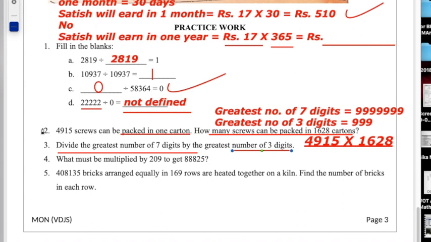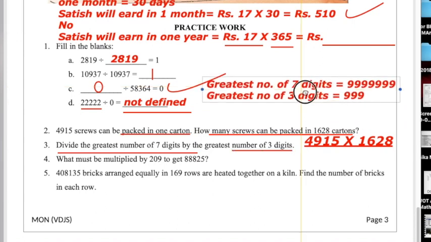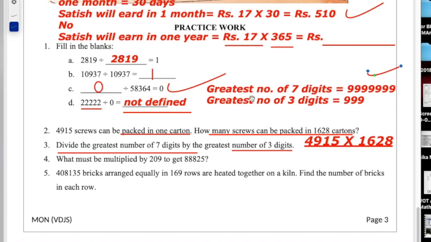Next is divide the greatest number of 7 digits by the greatest number of 3 digits. You know the greatest number of 7 digits is seven 9s, and the greatest number of 3 digits is three 9s. Now you can divide, this will be the dividend and 999 will be the divisor. You will show the complete division process. Outside you will have 999 and inside you have the seven 9s. You can divide and find the answer.